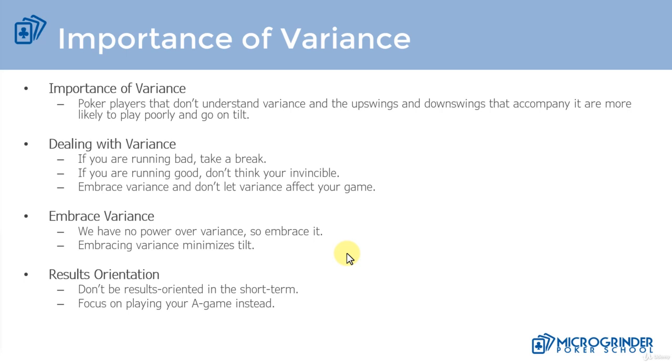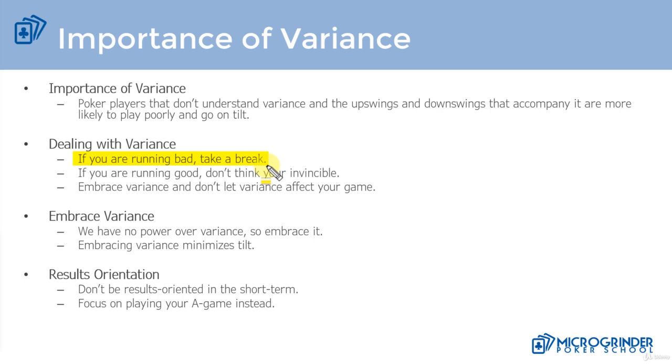So remember, poker players that don't understand variance and the upswings and downswings associated with it are likely to play poorly and to go on tilt. We're going to talk about dealing with tilt later in this course, but if you're experiencing tilt and you're realizing that it's starting to affect your mental game, take a break. Stop playing the session, get up, take a break, and we'll talk a bit more about this when we talk about dealing with tilt.